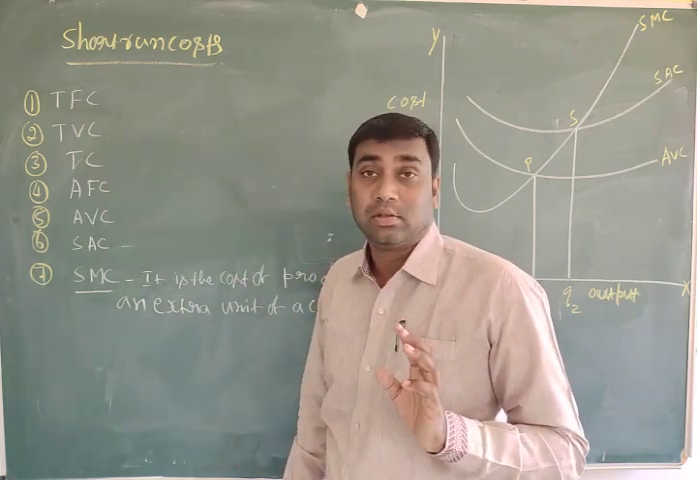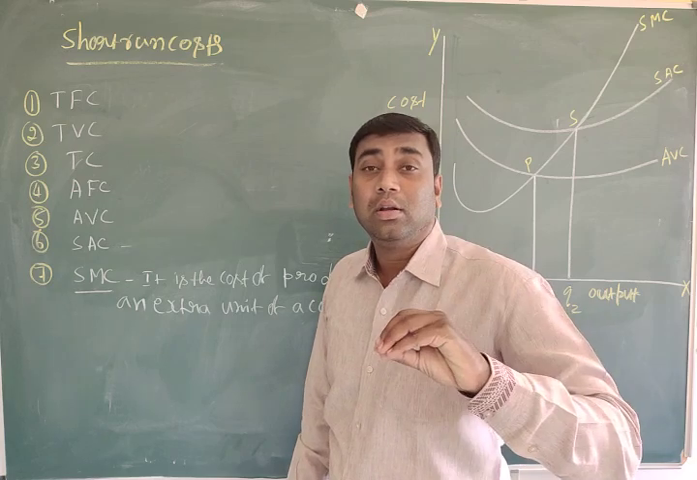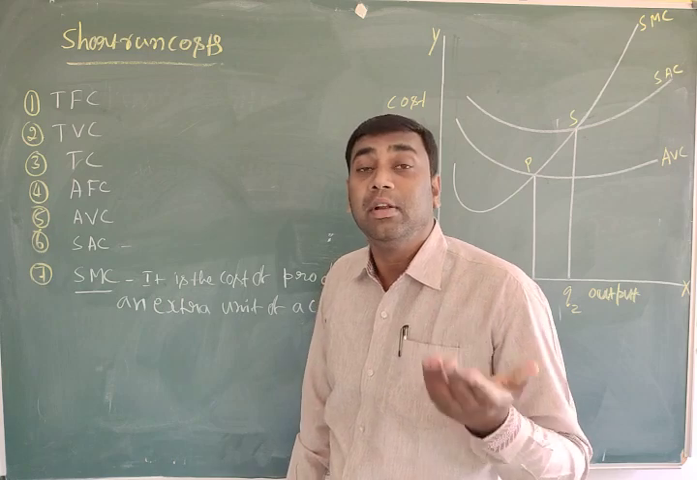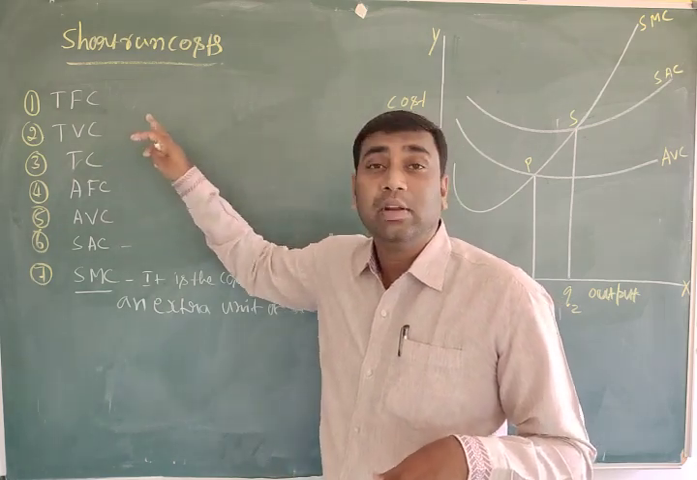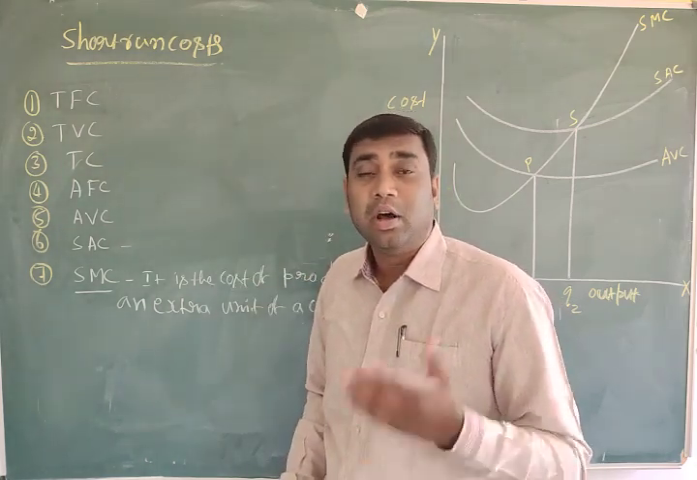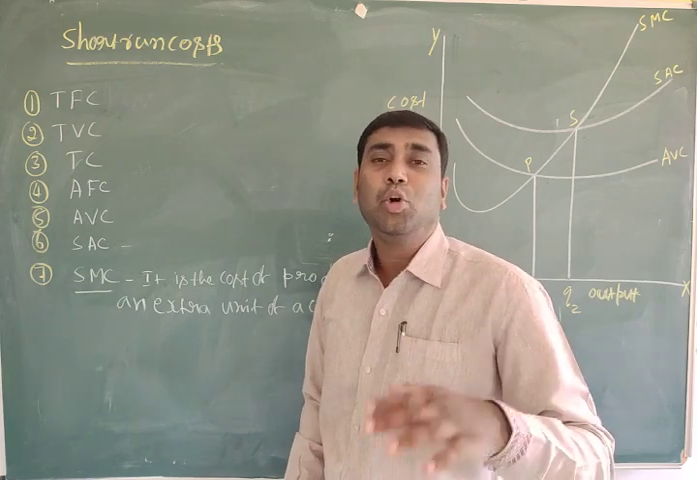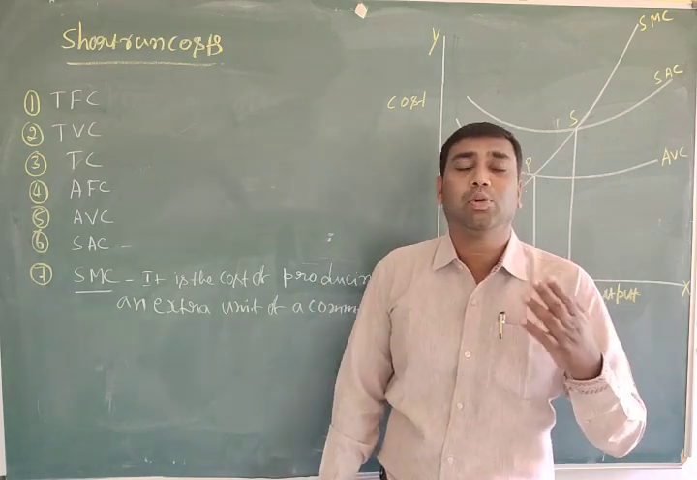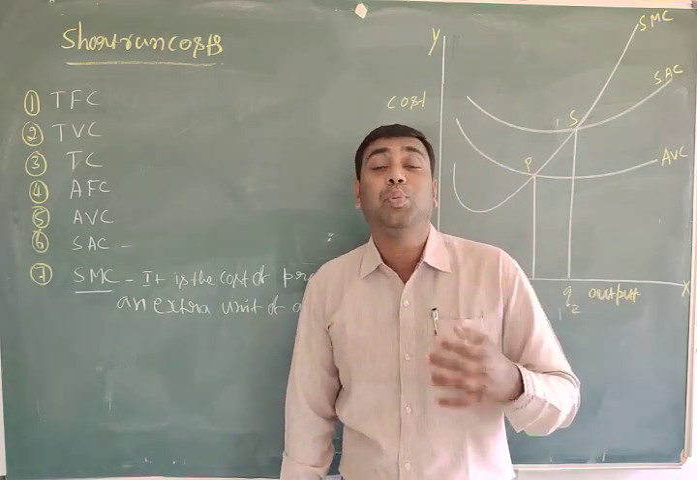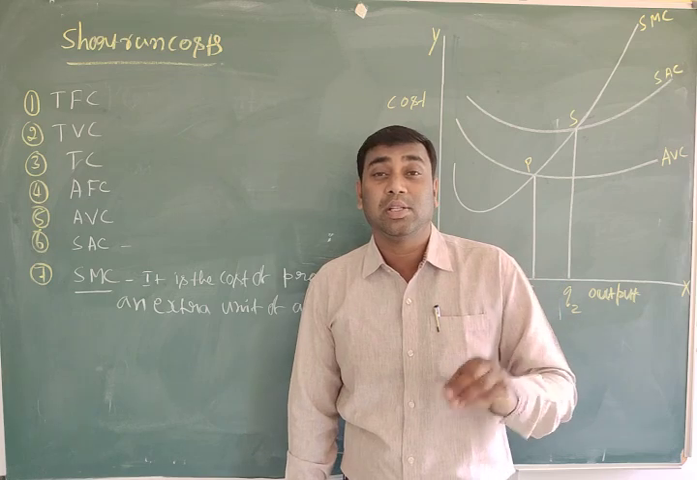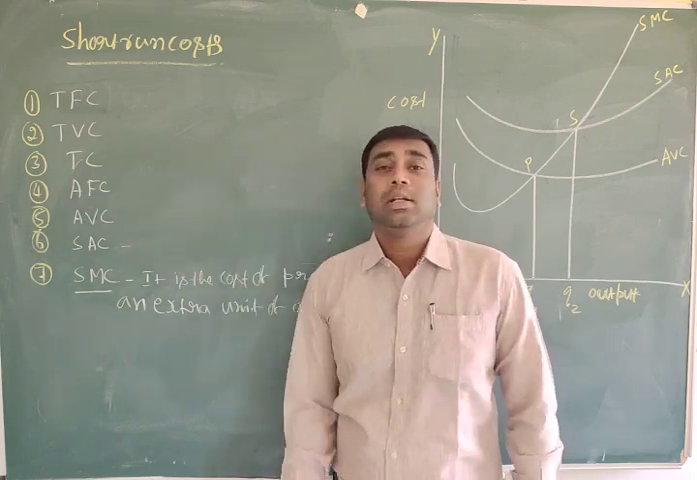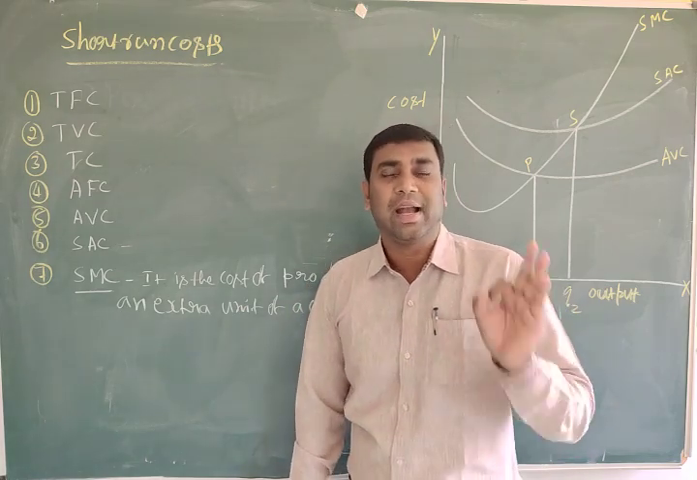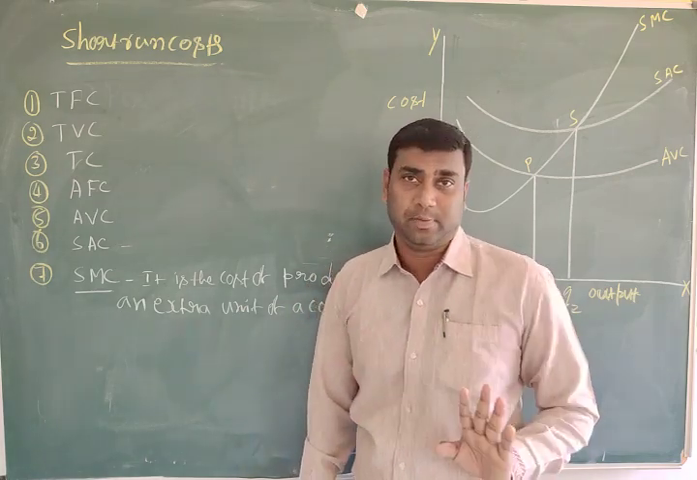Total variable cost is the cost incurred on variable factors. Here the total variable cost will change along with the output. If the output increases, total variable cost also increases. If the output decreases, total variable cost also decreases. If the output is zero, total variable cost is also zero. Then TC, total cost, is the sum of both total fixed cost and total variable cost.